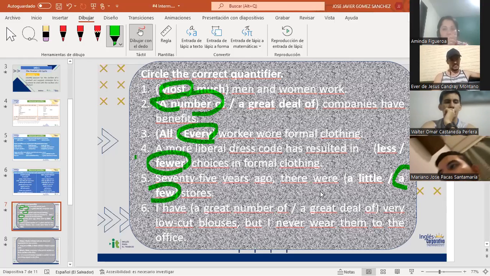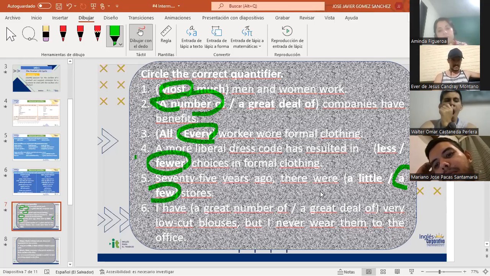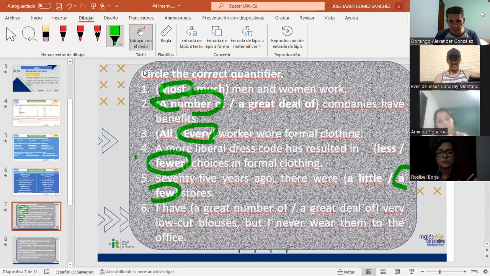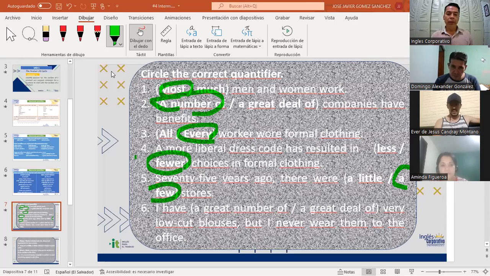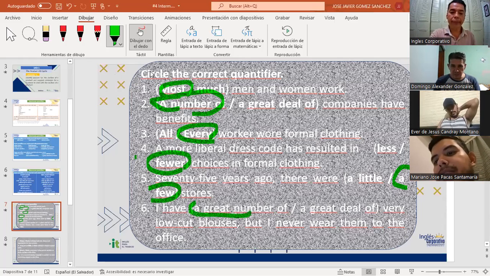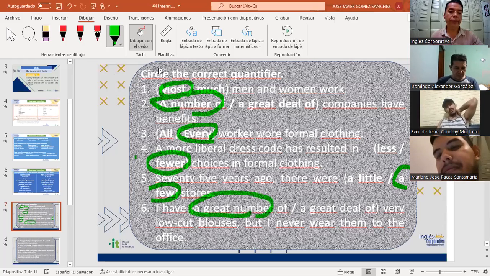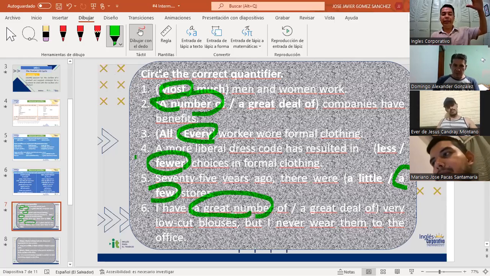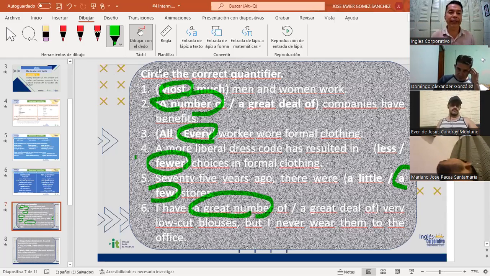Number six. Leticia, please. A great number of very low cut blouses or a great deal of? Leticia. Okay, Mariano, please. I have a great number of very low cut gloves, but I never wear them to the office. Okie dokie, correct, right? A great number of, give me a second here, right?